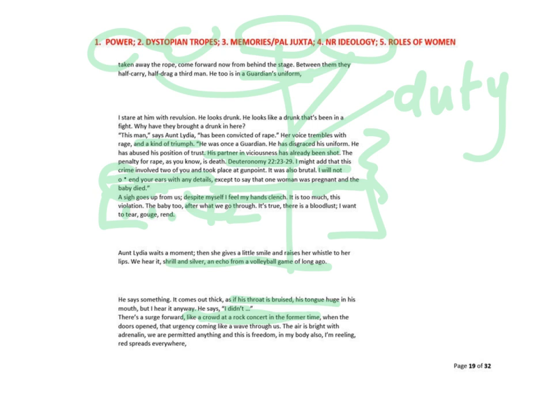The urgency coming like a wave through us. So there's this rage, Pavlovian, sort of controlled. We are permitted anything, and this is freedom. Oh my goodness. In my body also, I'm reeling. Red, the handmaids, but obviously nice and ambiguous, could be blood as well.